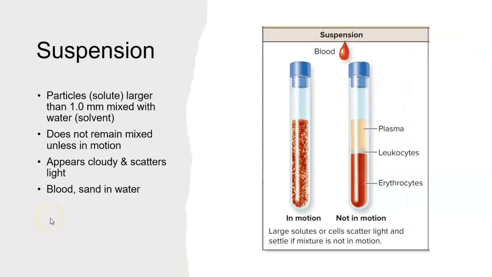And our last type of water mixtures are suspensions, where the suspensions are composed of particles that are relatively large. So the largest of the three that we've looked at. They do not remain mixed together unless the mixture is constantly in motion, which means that the big solutes start to settle out, or if it's in a container, fall down to the bottom of the container. Think about when you mix sand or dirt in water.